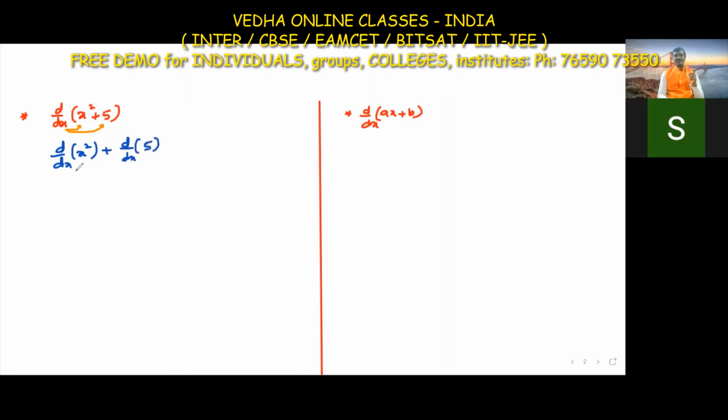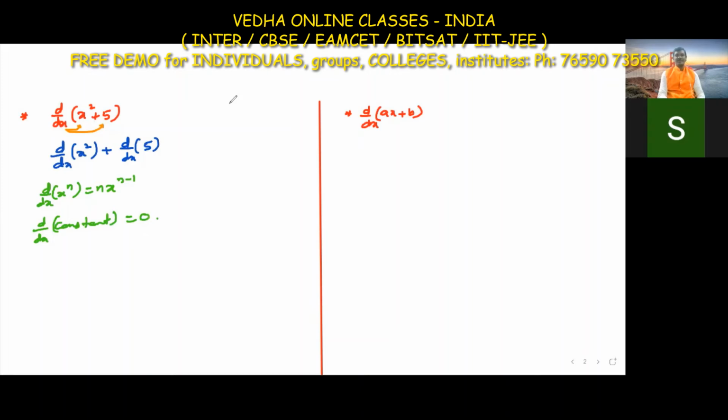Okay, so here d by dx of x square, we have the formula. Okay, what is the formula here? d by dx of x to the power n is equals to n into x to the power n minus 1 is the formula, and one more formula is d by dx of constant. d by dx of constant is equals to 0.